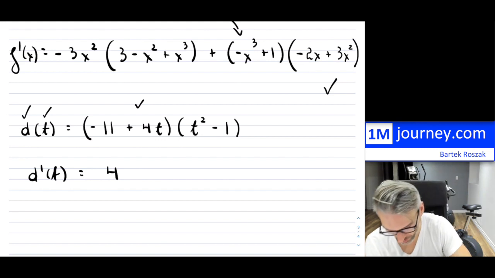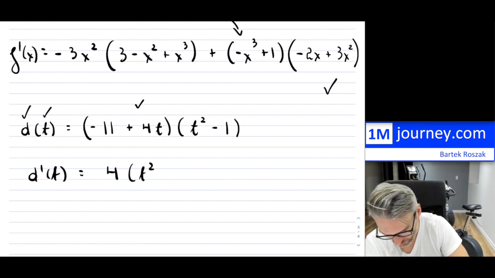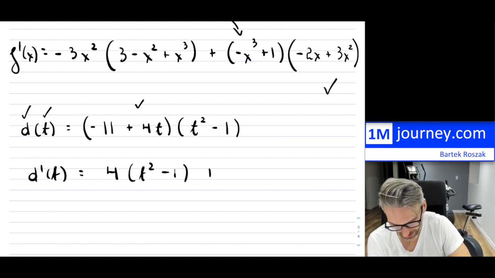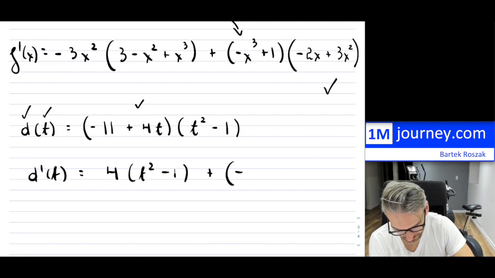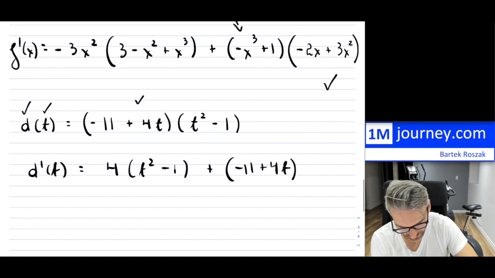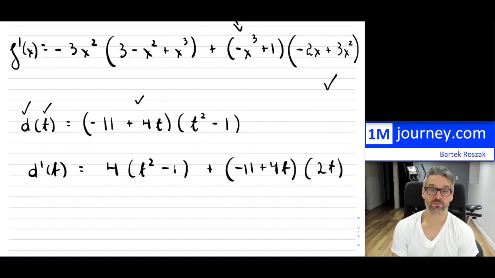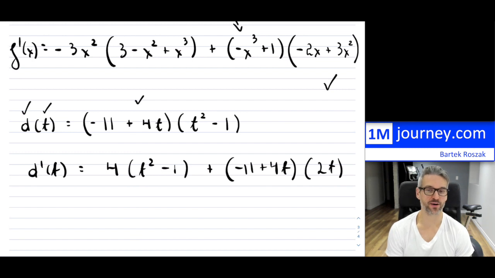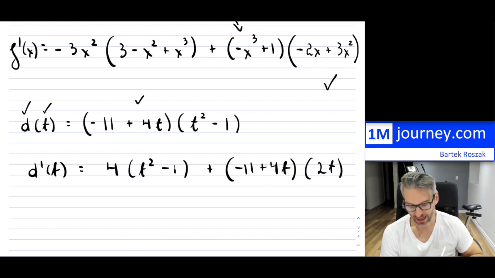Okay, so that is 4, and then it would have been multiplied by t squared minus 1, plus, now I have to leave this first factor alone, and then take the derivative of the second, so that's just 2t, and I am finished, and I've applied the product rule. Now this is with respect to t. How about the last one?